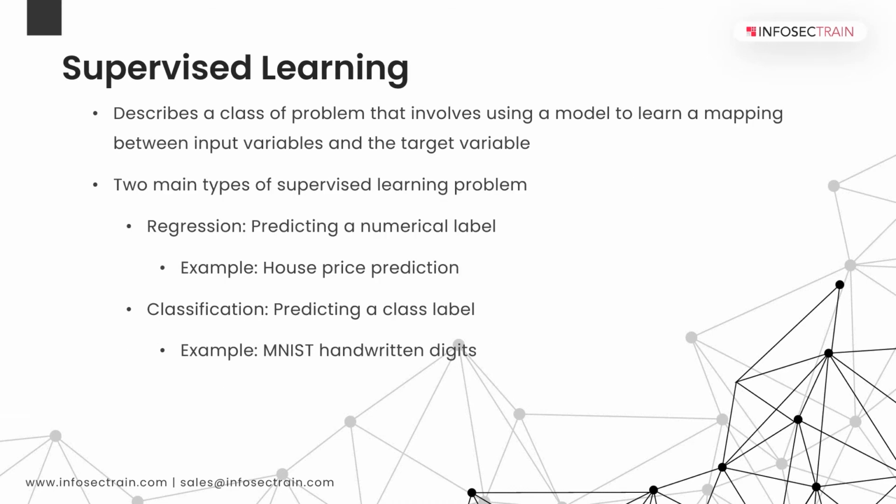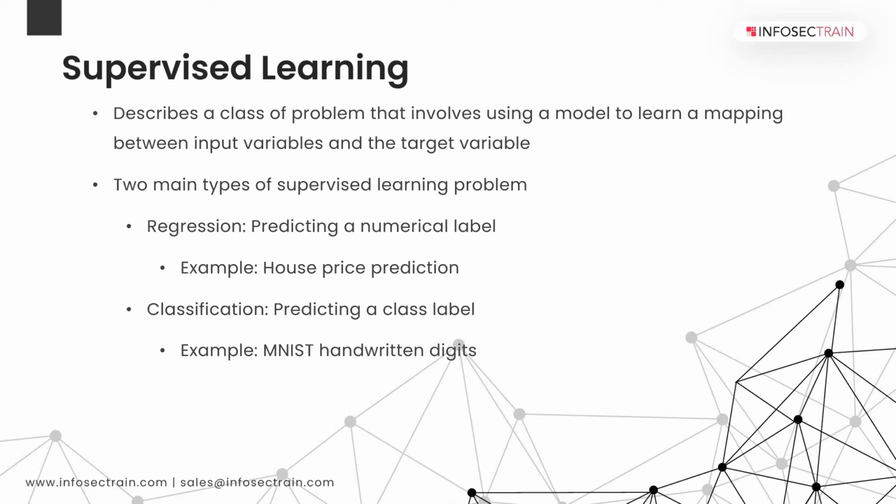Then we have supervised learning. This is another type of machine learning, and basically this type describes a class of problem that involves using a model to learn a mapping between input variables and the target variables. Okay, so now in supervised learning, basically we are dealing with the data set.